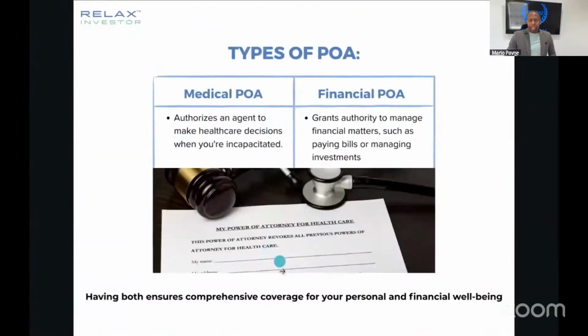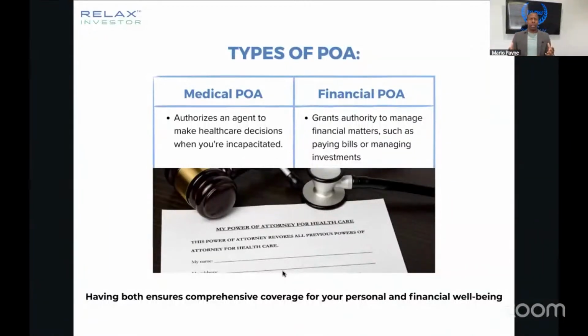All right, cool. So you have two types of power of attorneys. You have the medical power of attorney, which authorizes your power of attorney to make healthcare decisions when you're incapacitated. And then you have the financial power of attorney or durable power of attorney. Durable power of attorney, financial power of attorney, same thing. And in our documents, with Relaxed Estates, we have both. You have your medical power of attorney and your durable power of attorney, so you have both documents inside that.